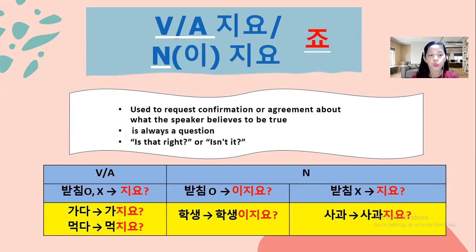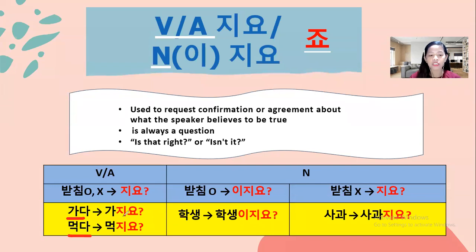Now let's proceed to the form. Okay. All right. So in verb and adjective, 받침이 있어요, 없어요, 지요 사용해요. So for example, in gada, or in meokda, the first thing that you need to do is to really know where is the verb stem, to really identify the verb stem.